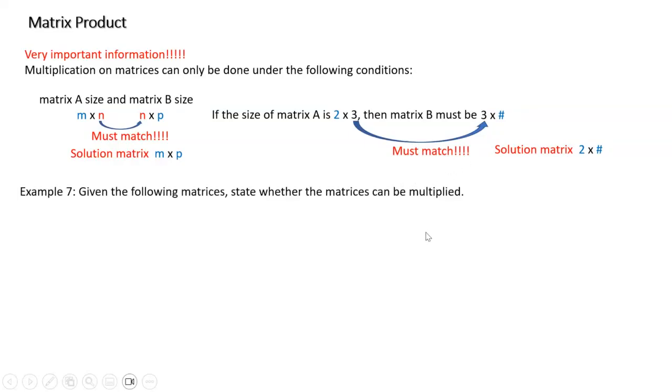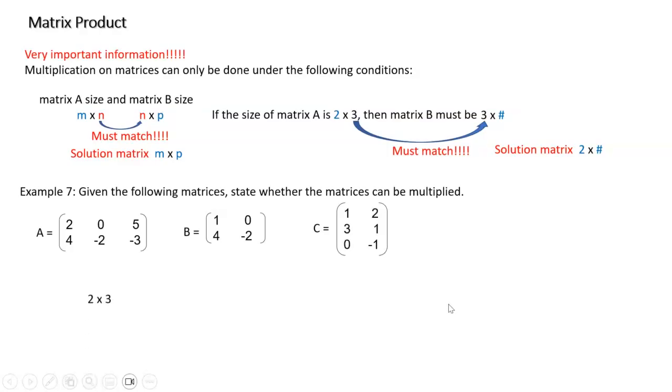Okay? Now, this is example number 7. It just says, given the following matrices, state whether the matrices can be multiplied. We have matrix A is a 2 by 3 matrix, right? And matrix B is a 2 by 2, and matrix C is a 3 by 2. Number 1, can we multiply matrix A times matrix B? Number 2, can we multiply matrix B times matrix A? And for number 3, can we multiply matrix A times matrix C?